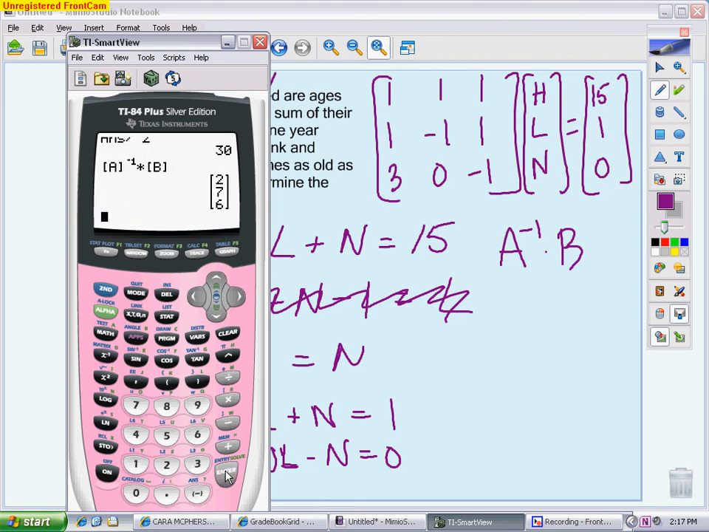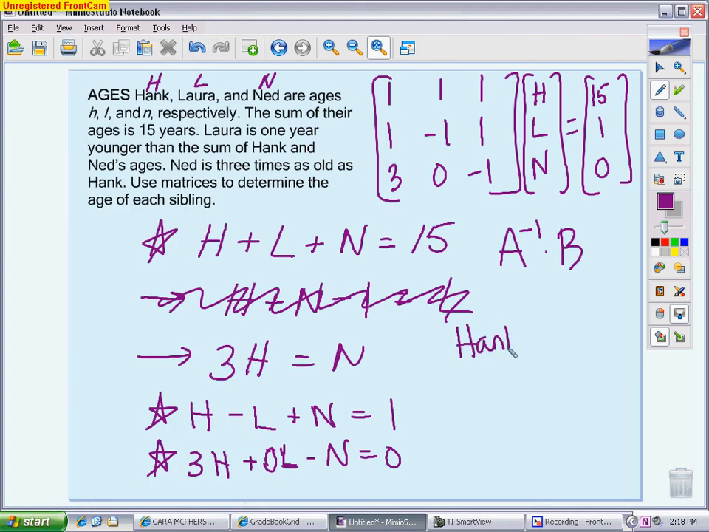Now when you get your answer, you don't just want to write it as a matrix, you want to write down what these numbers mean. So your first letter was H, so that first number 2 is Hank's age. So that means that Hank is 2 years old. My next number is Laura. Laura is 7 years old. And my final answer is Ned. Ned is 6 years old.